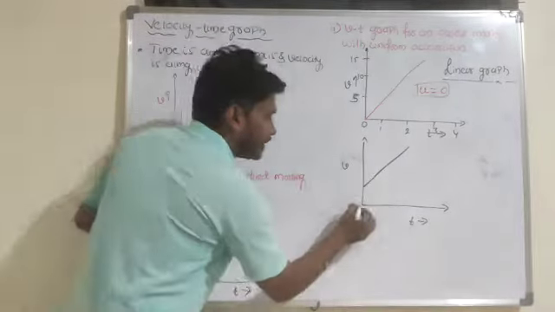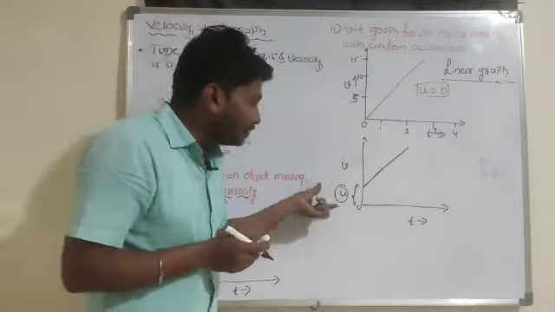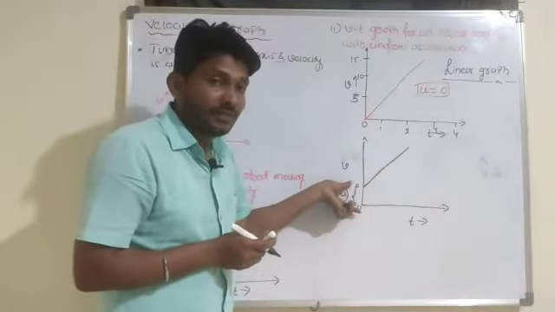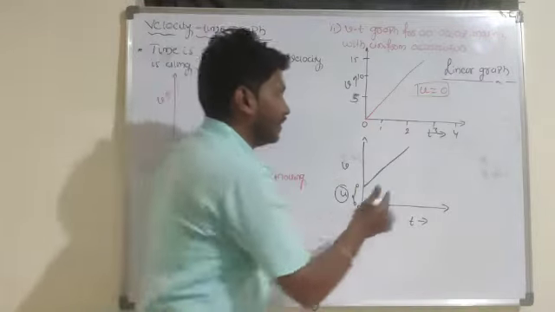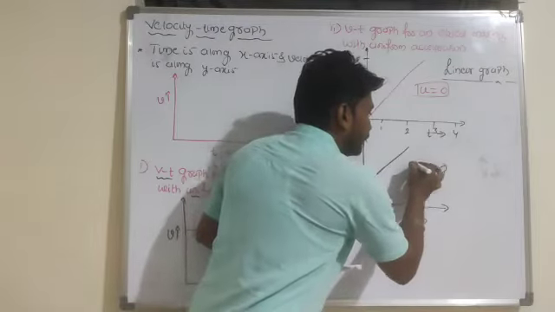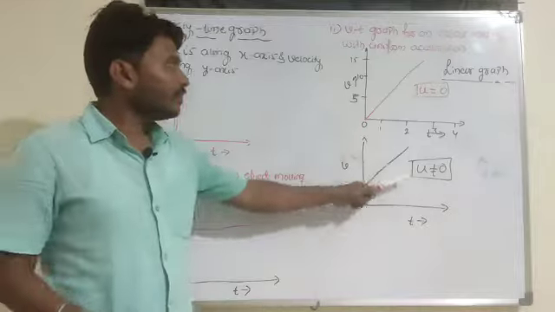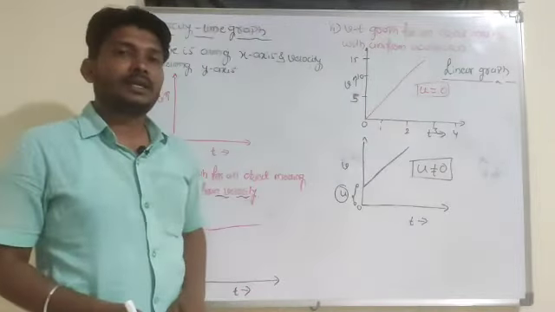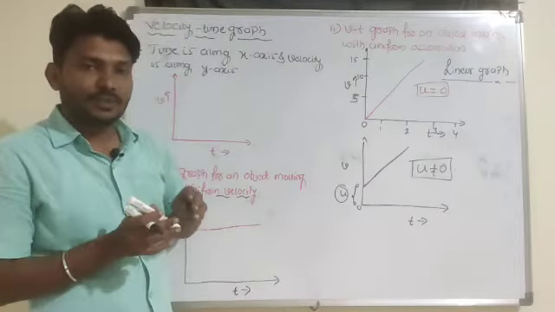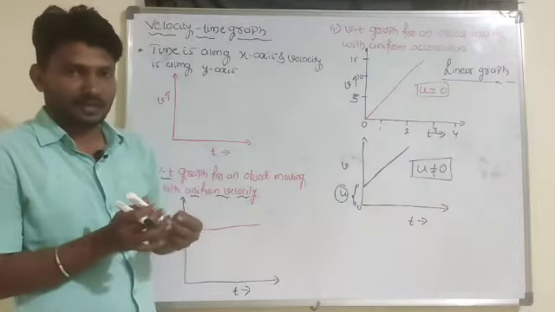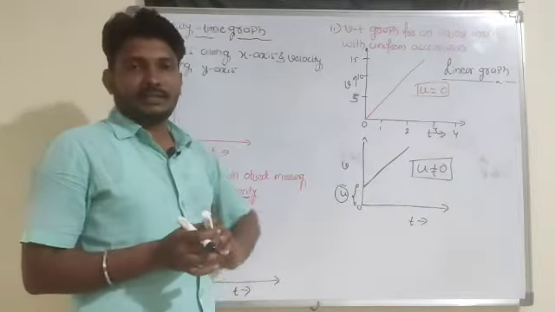So this gap indicates that initial velocity. The object is moving with a certain initial velocity. It has some initial velocity. Initial velocity is not 0 here. So this is the nature of the graph for uniform acceleration if the object's initial velocity is not 0. If the initial velocity is not 0, this is the velocity time graph.